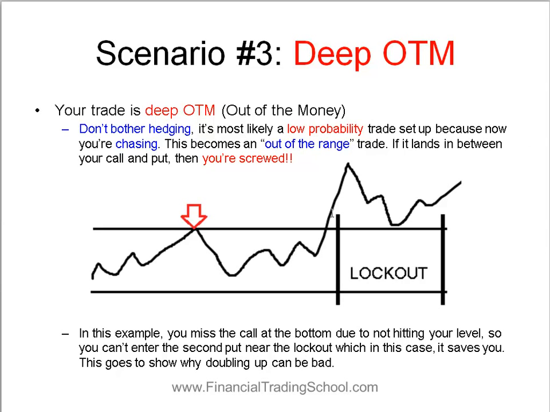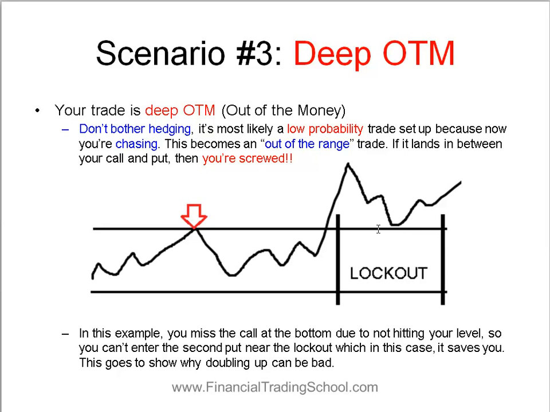So this prevents you from placing a put up here, which is, in the end, good because it eventually breaks out. But the point is, you don't really place a call when it spikes up because these are low probability. You only place a call if it pulls back to the resistance level, which happens over here during the lockout. So in this case, the opportunity does not present itself, so you don't hedge yourself and you don't double up. So you take the one loss.